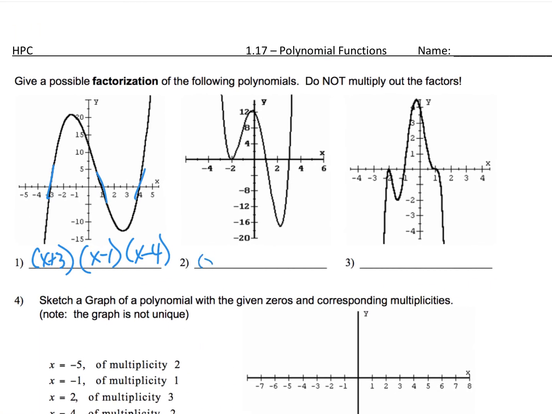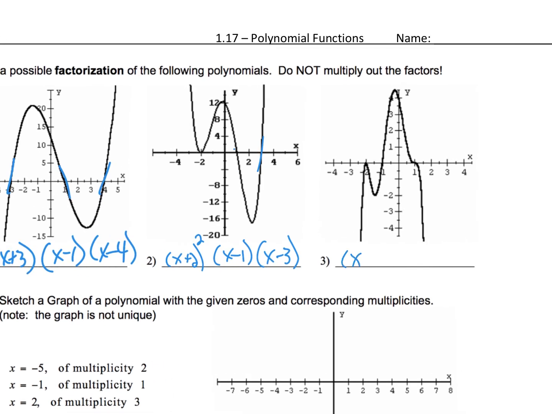The next one, since this bounces at 2, I'm going to put x plus 2, but it bounces, so I'm going to square it. It goes through here at positive 1, so that's x minus 1, and it goes through here at 3, so that'd be x minus 3. The last one here, x plus 2, square it because it bounces, x minus 1. This last one, you can see it almost looks cubic, so I'm going to do x minus 1 cubed.